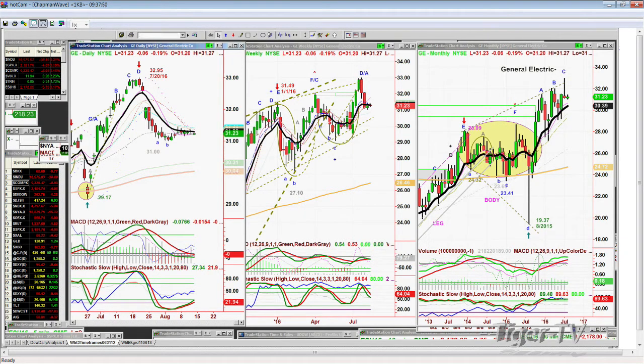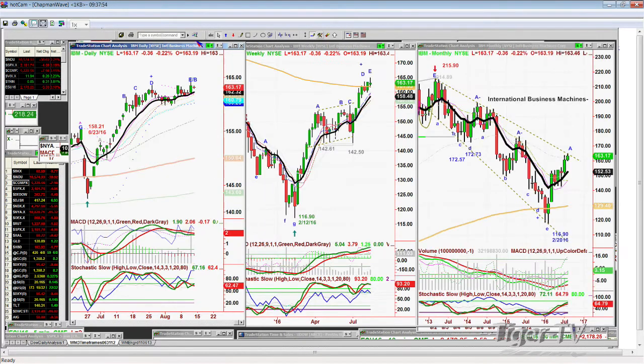IBM is the next one in my Dow Quartet, and that's acting okay, but it's doing this pattern that I keep talking about, where the technicals are kind of failing, and the price is slightly moving higher. And this is saying to me, just be careful. Leg E on the 200 period moving average in the weekly chart. IBM's had a spectacular move from 116 to 165. I don't see any reason why it doesn't take a little bit of a breather here.